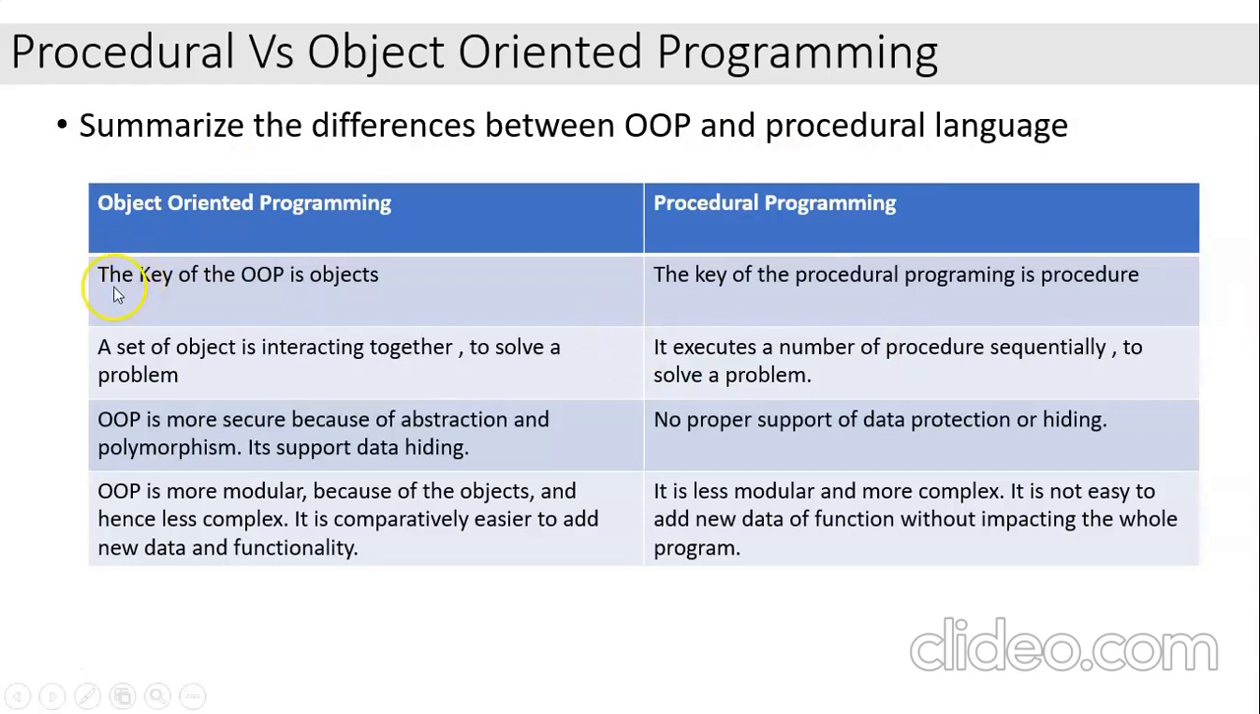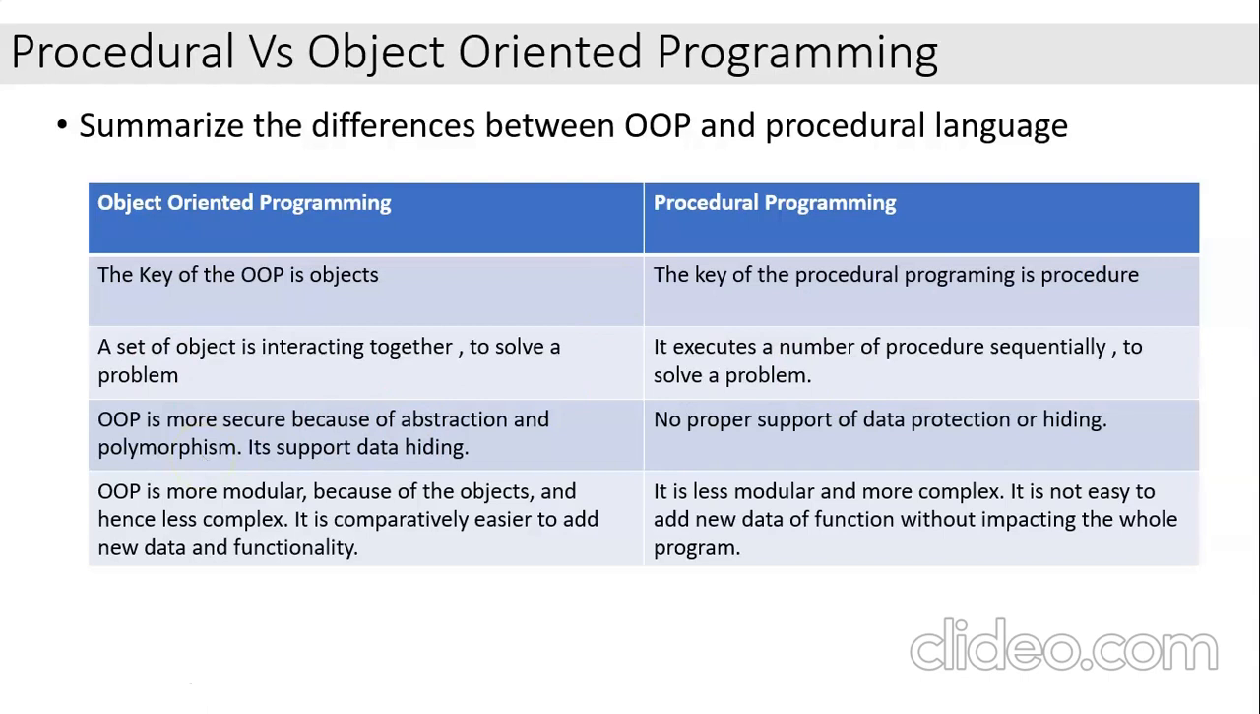So the first thing is object-oriented programming. The key of object-oriented programming is the object, while in procedural programming, the key is a procedure or routine. In OOP, a set of objects interact together to solve a problem, while in procedural, it executes a set of methods to solve a problem.